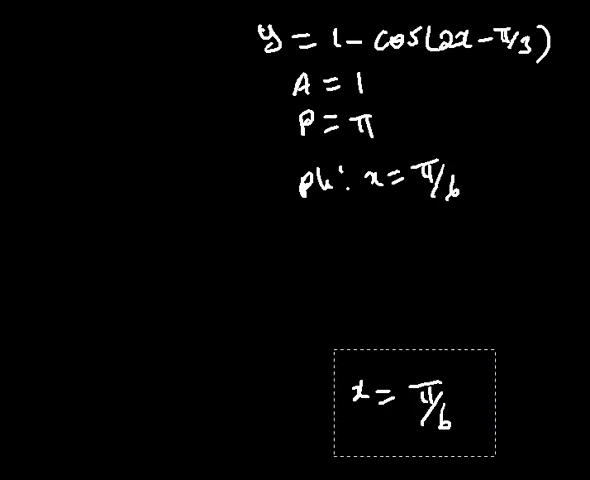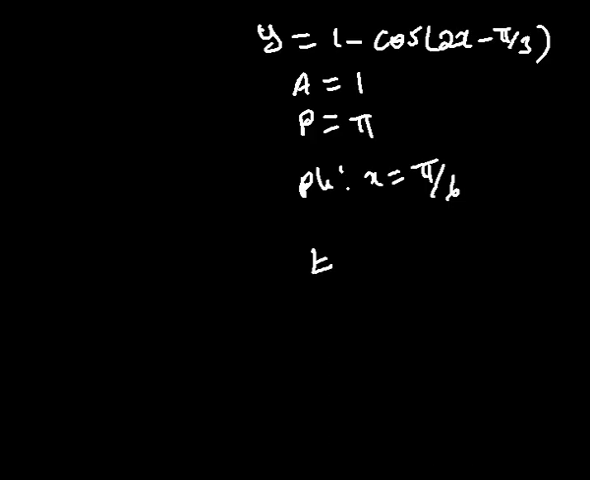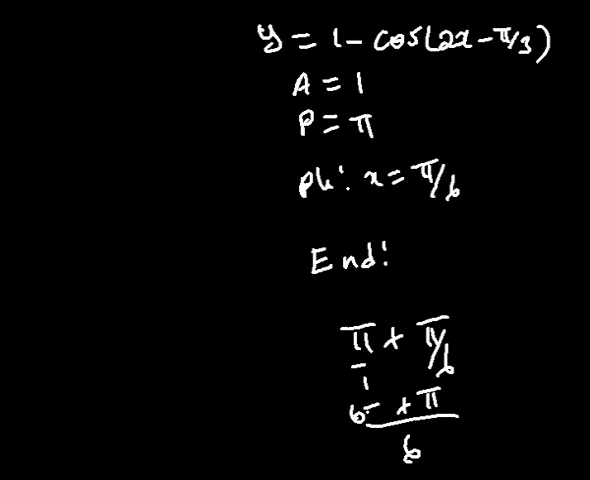Then from there we should find where the graph will be ending. So the ending point corresponds to pi, that is the period, plus the phase shift. That is pi plus pi over 6. And the common denominator is 6. That is 6 pi over 6 plus pi over 6, which is equal to 7 pi over 6. So that's why the graph will have to end at 7 pi over 6. That is the ending point.